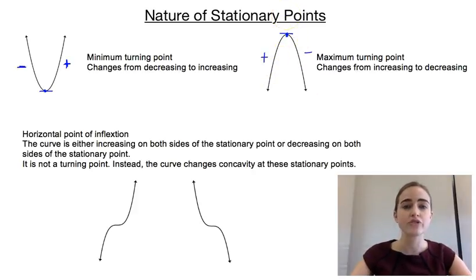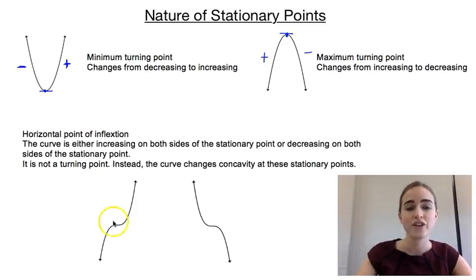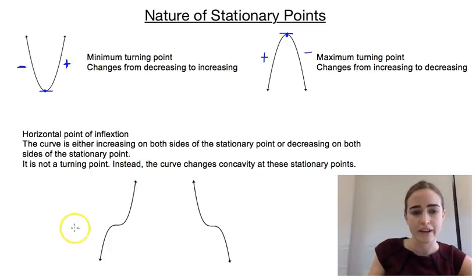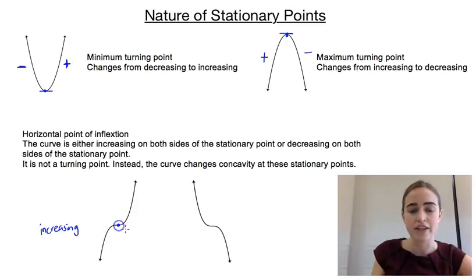The last type of stationary point we have is what's called a horizontal point of inflection. So we've got two versions here. We've got an increasing and a decreasing horizontal point of inflection. So we'll just write that on them. So this one's increasing. And the reason it's increasing is because our stationary point is right here in the middle.